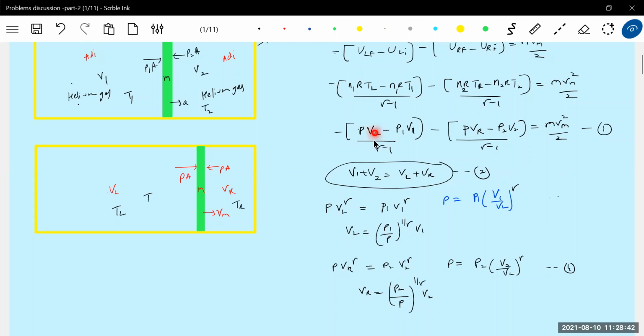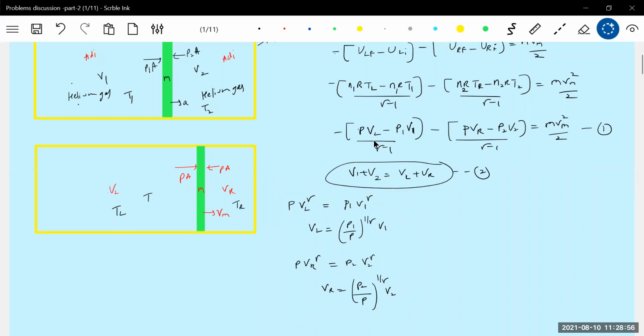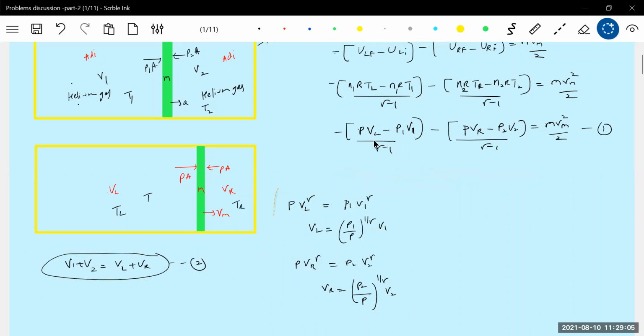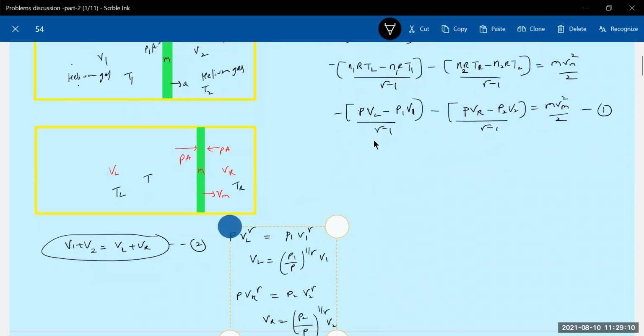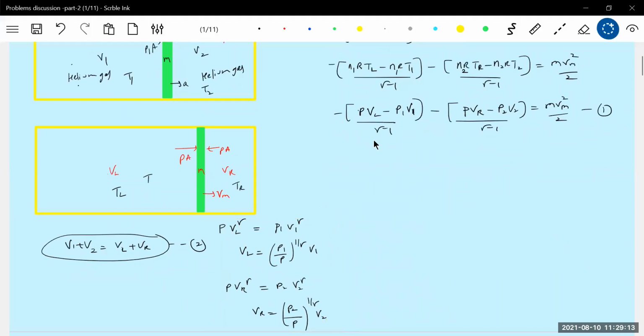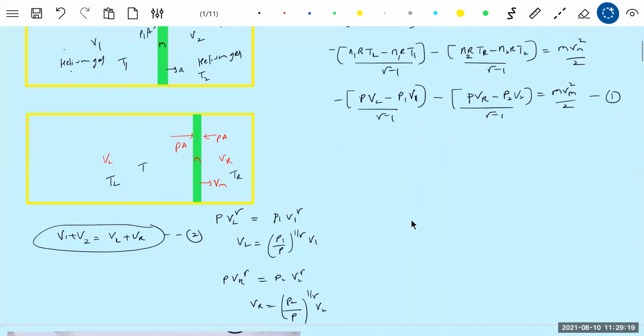Okay, this one. Now what to do with this one? I think you can take common VL plus VR. Again you can write V1 plus V2. I think this is not needed, I will remove it. I'll simplify here. There's one more expression needed. Okay, this one only.